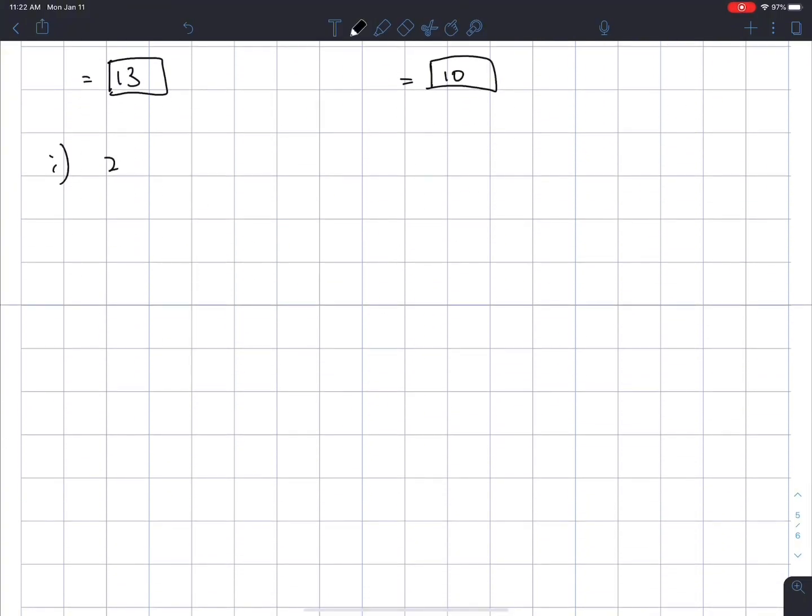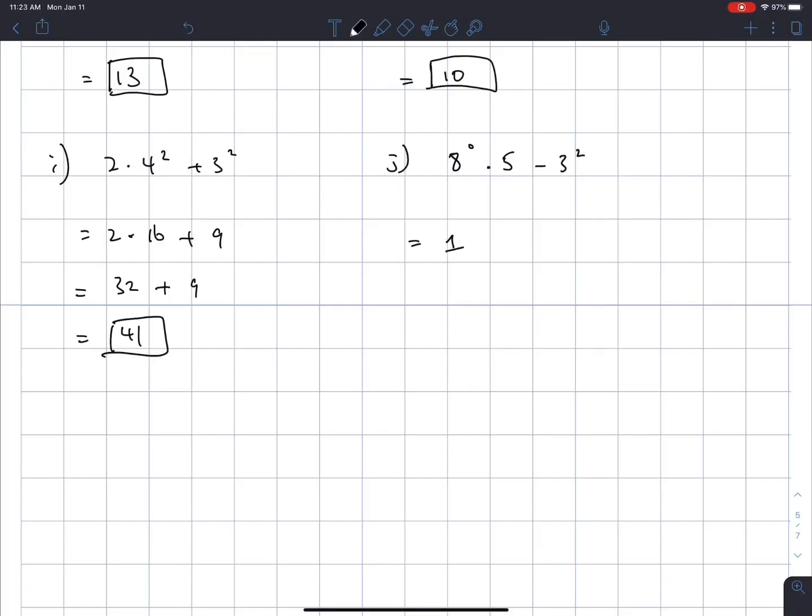I, 2 times 4 squared plus 3 squared. 4 squared is 16. 3 squared is 9. 2 times 16 is 32. And 32 plus 9 is 41. J, 8 to the power 0 times 5 minus 3 squared. 8 to the power 0 is 1. So you probably don't know yet, but anything to the power 0 is going to be 1. So another exponent rule that you need to memorize. That's why 8 to the power 0 is 1.